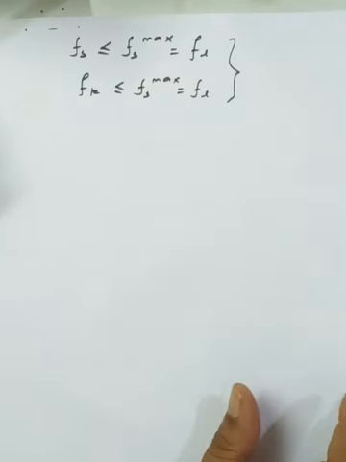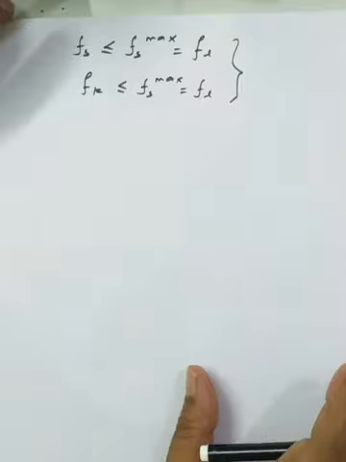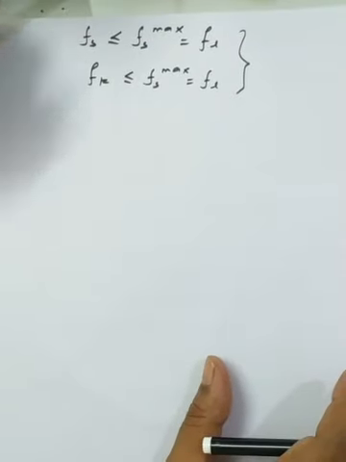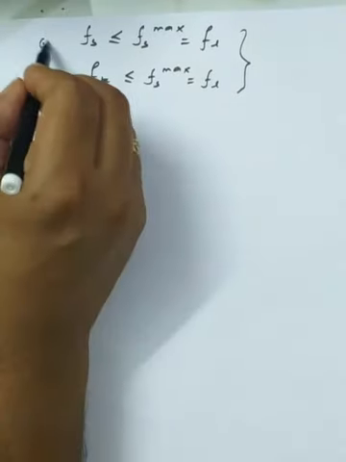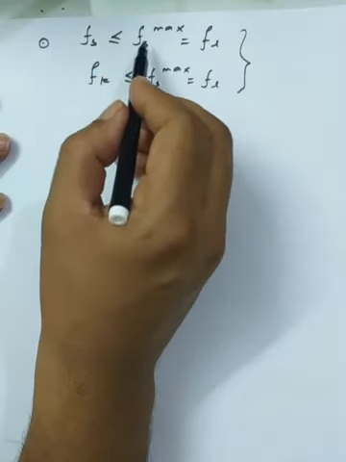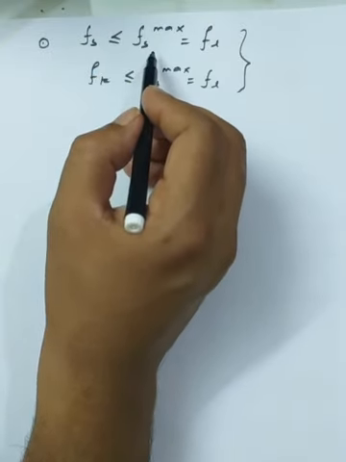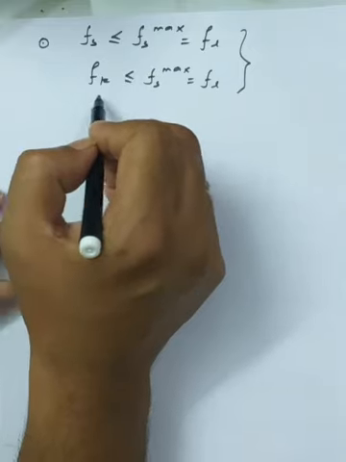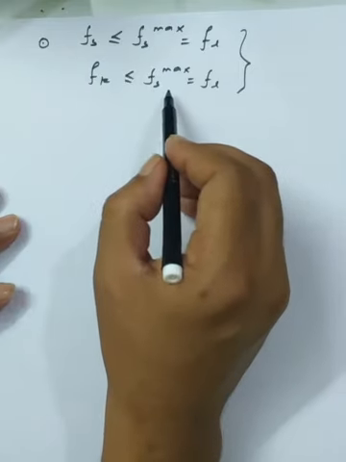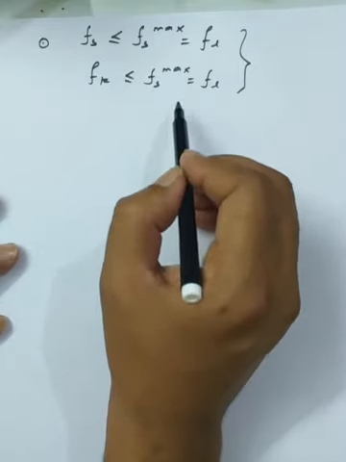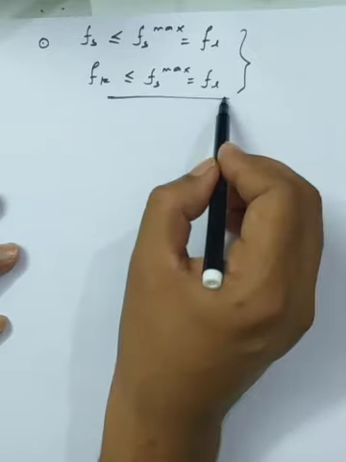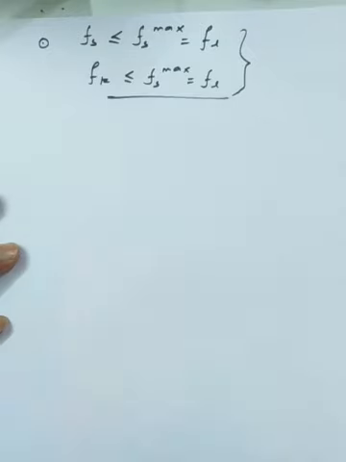Now, there are two relations we should keep in mind whenever we are discussing the meaning of friction. First, Fs is less than or equal to Fs max, the force of limiting friction, and Fk is less than or equal to that Fs max value. So we have to keep these relations in mind.